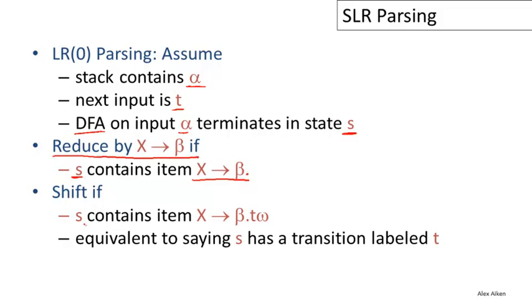The other possible move is a shift. If we wind up in a state where X goes to beta dot t and then some other stuff is a valid item, what does that say? That says that it would be okay at this point to add a t to the stack, and if t is our input, then we should do a shift move.